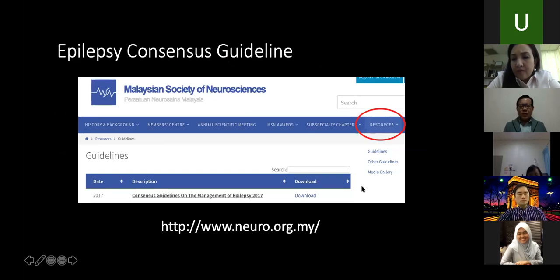This is the consensus guideline, and a participant asked where it is. It is at www.neuro.org.my. You click on Resources, then click on the consensus guideline, and you will see the guidelines, downloadable in PDF format.